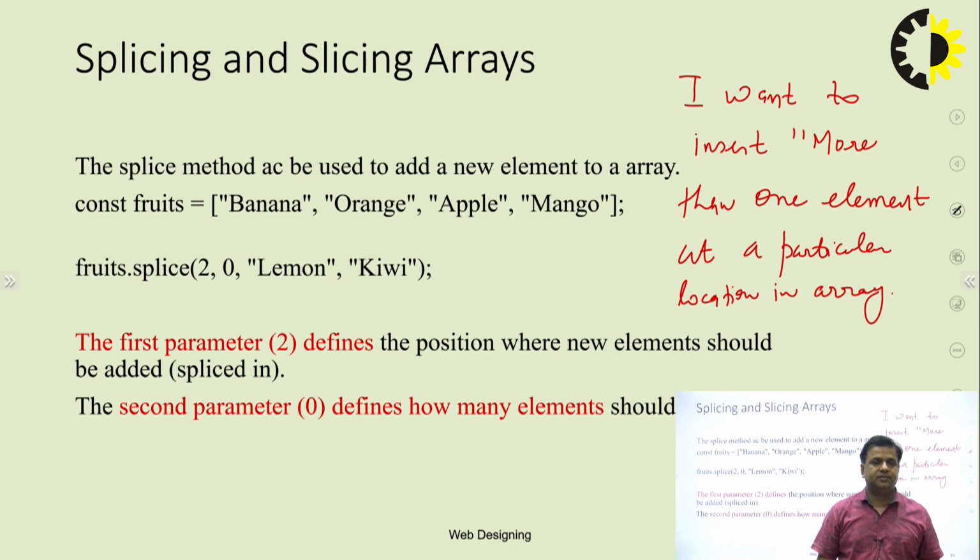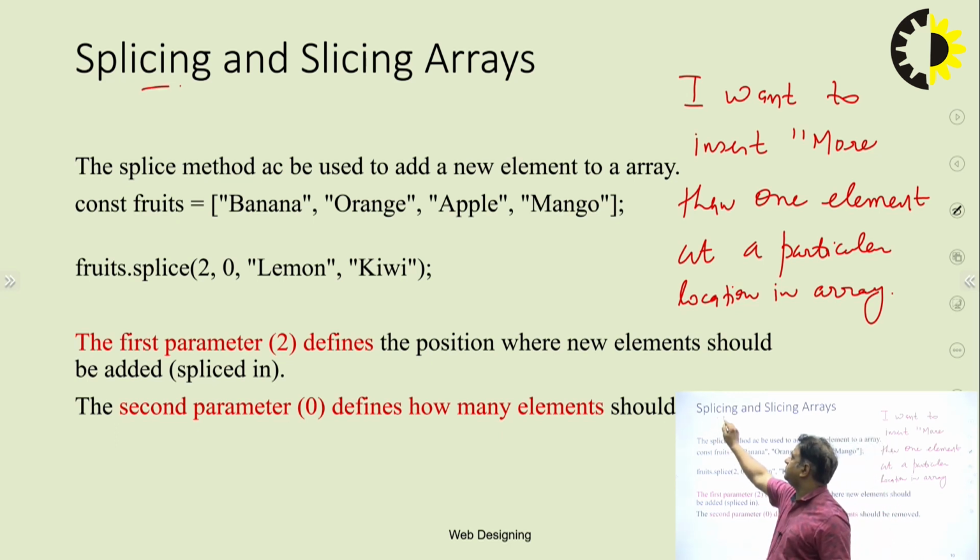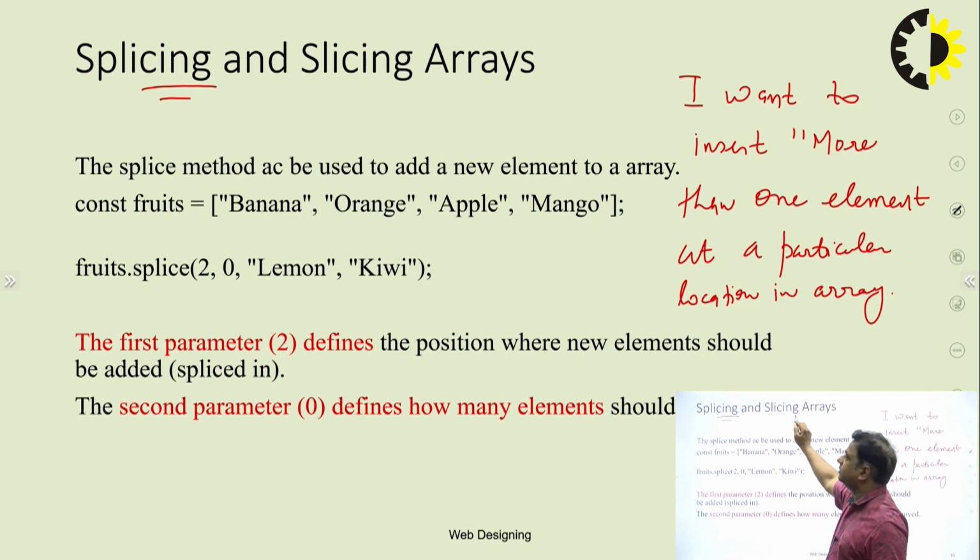They will not help us, because push and pop say I will insert or remove the element on the top of the stack. Shift and unshift say that I will remove or add a new element at the starting of the array. But suppose I want to insert an element or more than one element at a particular location, that means insertion in between the indexes. Then we have two methods, one is splice and another is slice, right?